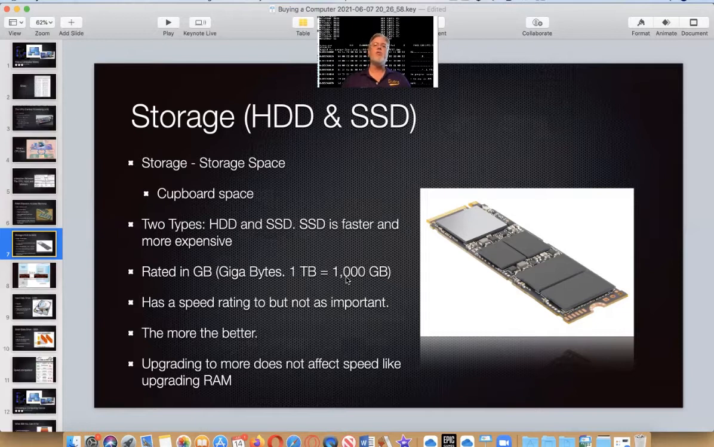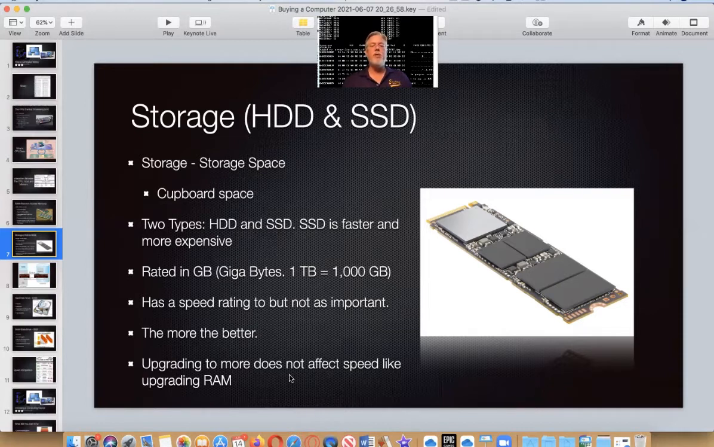So either you're getting gigabytes, like an SSD, a good size SSD would have 512 gigabytes of storage, or you're getting a hard disk that's even bigger. It also has a speed rating, but it's not as important. The more the better. Notice I don't say to a point, the more the better, because you're probably going to use that space. I mean, I guess if you get a 10 terabyte hard drive, you may not use that space, but usually the more the better.